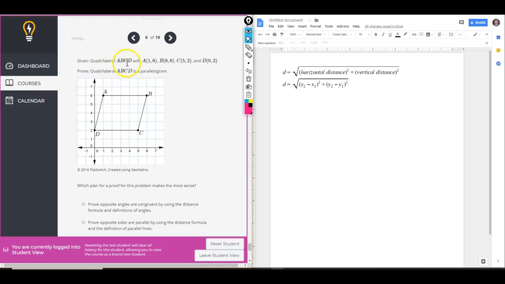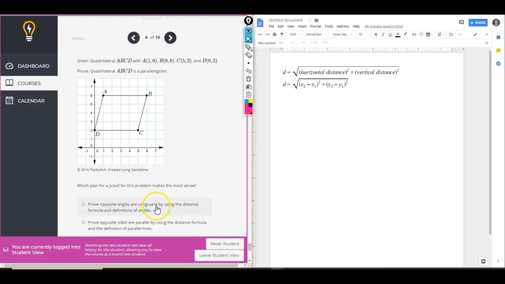Okay, so given quadrilateral ABCD with A16, B66, C52, and D02, prove that quadrilateral ABCD is a parallelogram. Which plan for a proof for this problem makes the most sense?